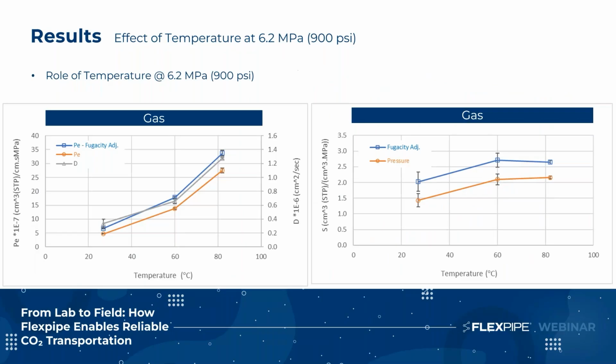This slide explores how temperature affects CO₂ permeation at a lower pressure of 6.2 MPa, in which the CO₂ is going to remain in a gas phase condition. The plot on the left compares the permeability and diffusivity coefficients, and we observe that the role of temperature in permeation and diffusivity coefficients follows exponential growth. The plot on the right is showcasing the solubility coefficient variation versus temperature, and we noticed that the variation in solubility is less sensitive to the temperature.